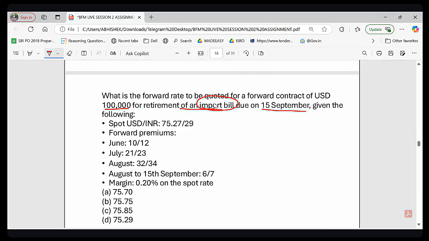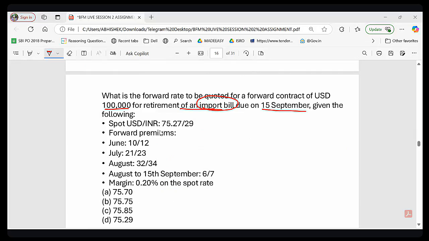Since this is an import bill, so which rate would you take, right? So this is an import bill, means bank will sell USD to you. Bank will sell USD to you because this is an import bill. So which rate would you take? The lower rate 75.27 or the higher rate 75.29? Please answer it. Which rate would you take? 75.27 or 75.29? Yes, higher rate. Very good. So you will take 75.29, right? Exactly. For import transaction, bank uses the higher rate as they are selling USD to you. So you start with 75.29.